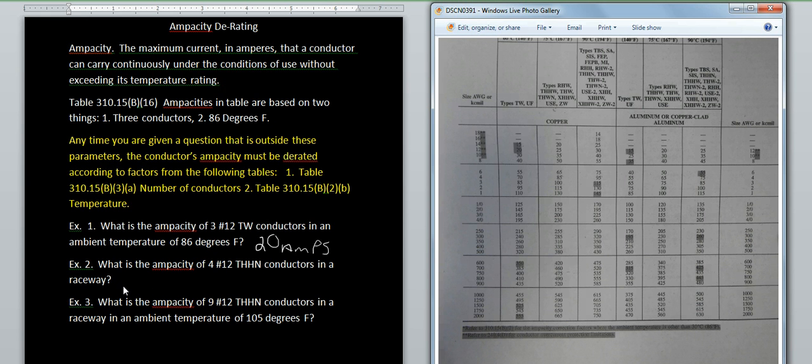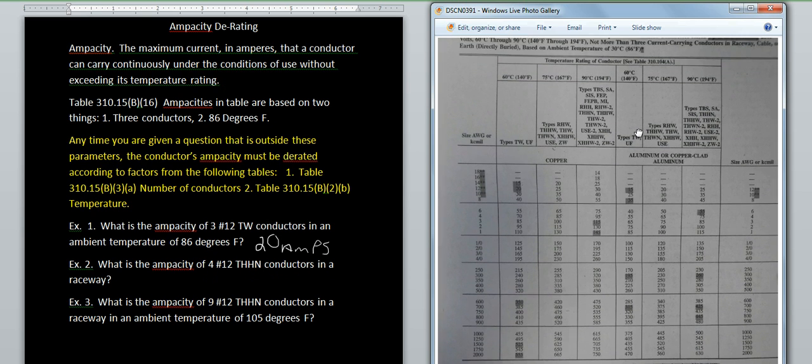What is the ampacity of 4 number 12 THHN conductors in a raceway? Okay, so now that we're talking about THHN conductors, that's in the 90 degree column, and we find that the starting ampacity is 30 amps.